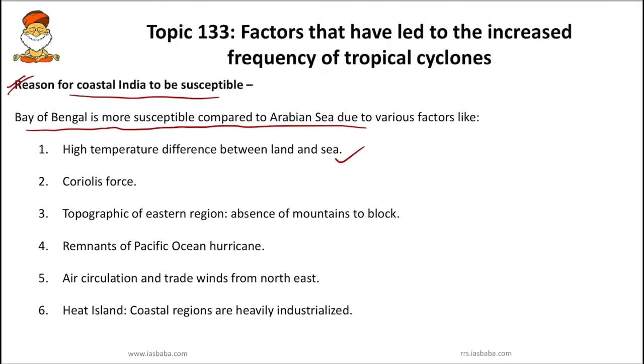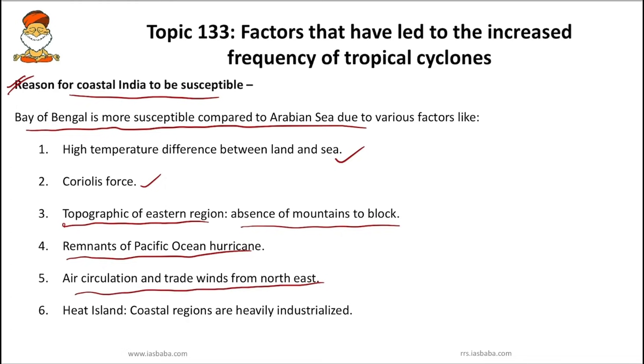First one, it is due to the high temperature difference between land and sea, and then Coriolis force. Next, the Bay of Bengal region is more vulnerable because of the topography of the eastern region. There is an absence of mountains to block the incoming winds. And then tropical cyclones are more frequent in the Bay of Bengal because of the remnants of Pacific Ocean hurricanes and air circulation and trade winds from the northeast. And next is the heat island concept. Coastal regions are heavily industrialized. So because of all these factors, the Bay of Bengal region is more susceptible compared to the Arabian Sea. You have to revise all these important factors in your static books before going to the exam.